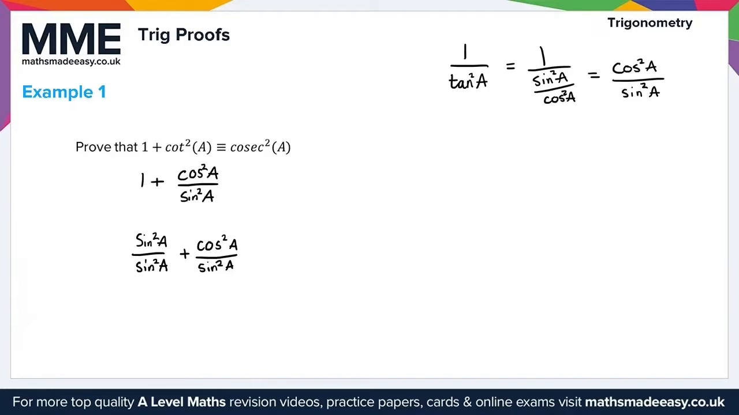Again, numerator and denominator, we don't write it, but underneath that 1 there is also another 1 as a denominator. And because these are over a common denominator now, we can simply express this as one fraction. This is sine squared a plus cos squared a over sine squared a.